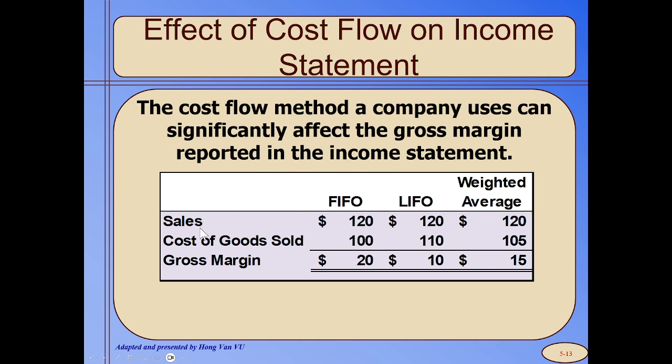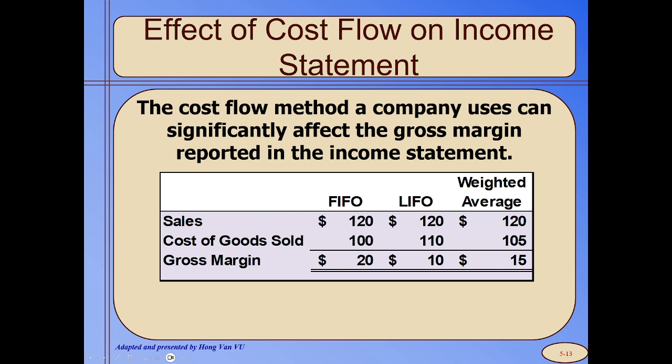For example, if we sell the first product using first in, first out and the sale price is 120 per unit, we will use the cost of goods sold for FIFO, so the gross margin should be 20 because the cost of goods sold is 100. But if we use last in, first out, the cost of goods sold should be 110 and we have a gross margin of 10 euro. But if we use the weighted average cost, the gross margin is 15.